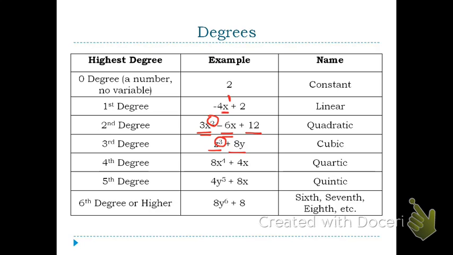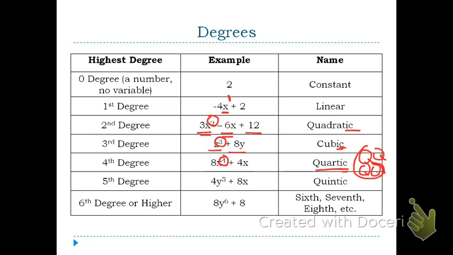If our highest exponent is 4, or the highest is the 4th power, then this is called a quartic. The word quartic has the word quart in it, which you might have heard there are 4 quarts in a gallon. So this could help you remember that when you see the highest exponent is 4, it's called a quartic. So starting with quadratic, they all end in that IC, IC, IC.